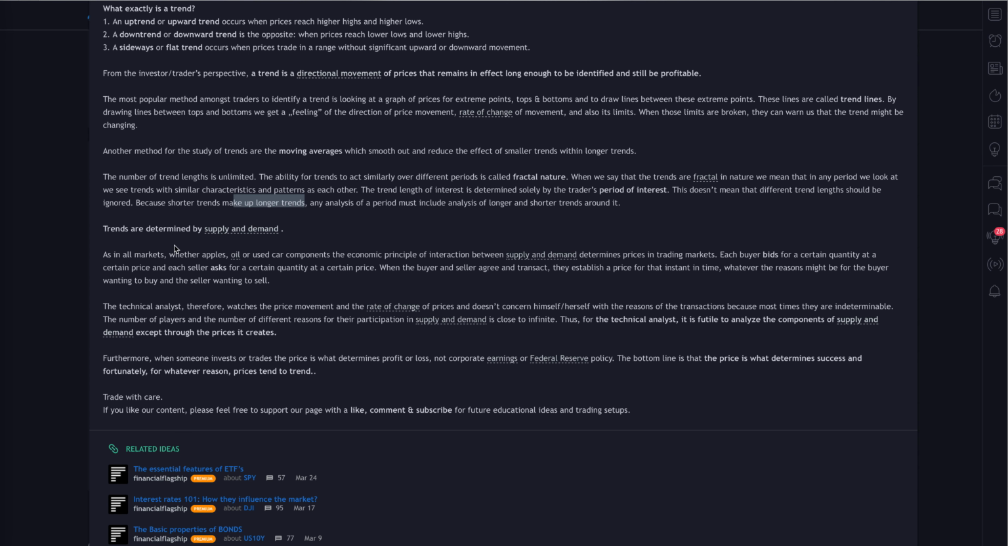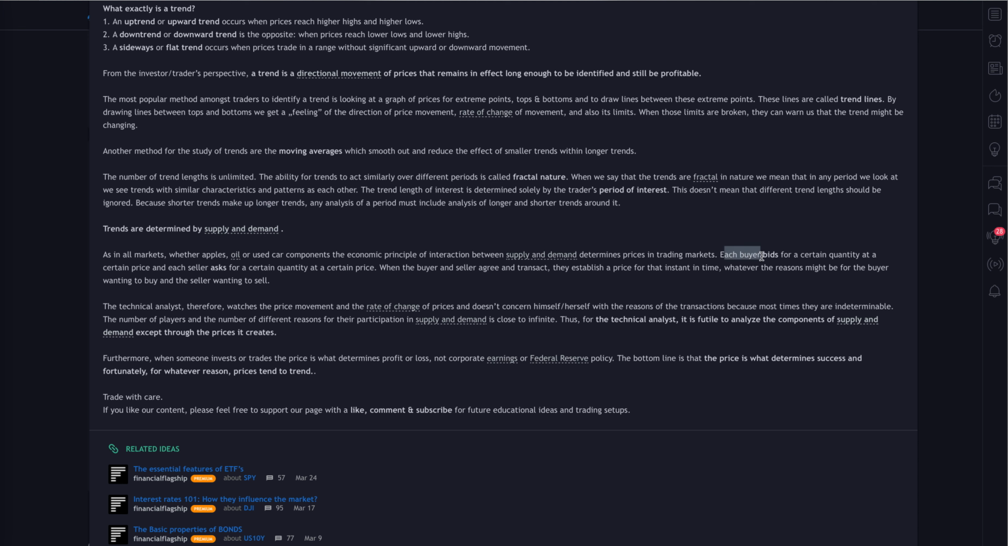Lastly, trends are determined by supply and demand. As in all markets, whether apples, oil or used car components, the economic principles of interaction between supply and demand determine prices in trading markets. That's, of course, assuming markets are 100% efficient. And, of course, they're not. And a lot of the times, manipulation happens.